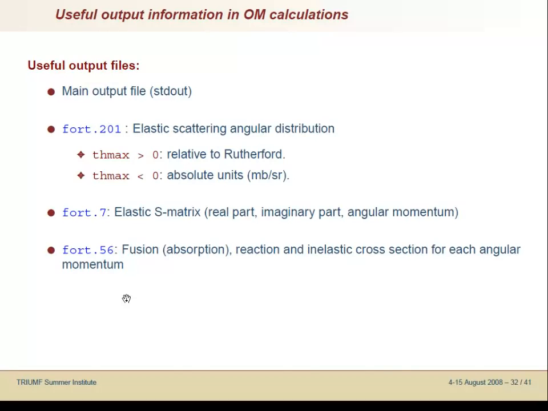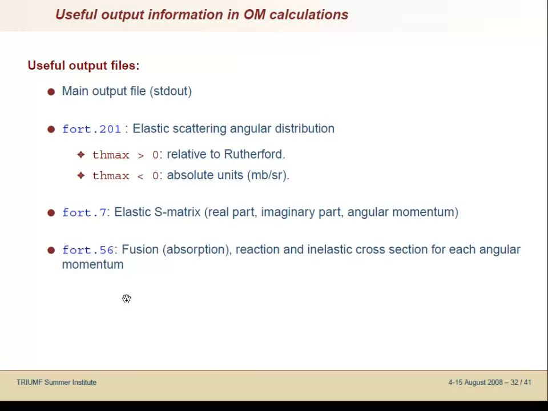By default, Fresco will print the elastic cross-section divided by Rutherford, relative to the Rutherford cross-section. This is the standard choice. But sometimes you also want the absolute cross-section without dividing by the Rutherford cross-section. So you can get this directly by setting the maximum angle less than 0.